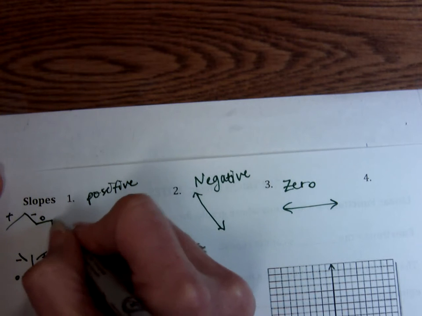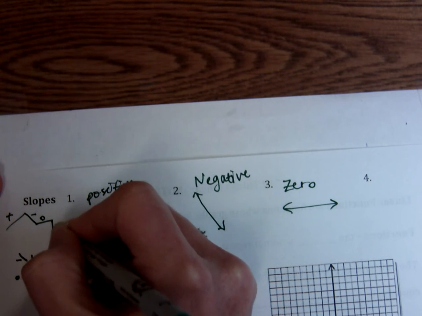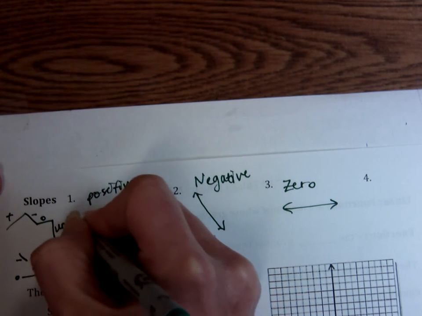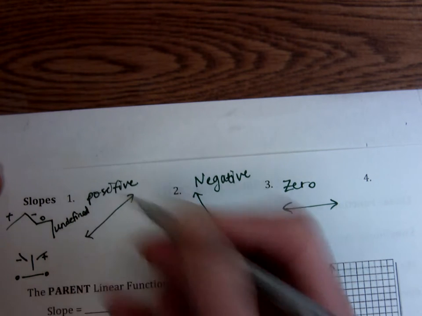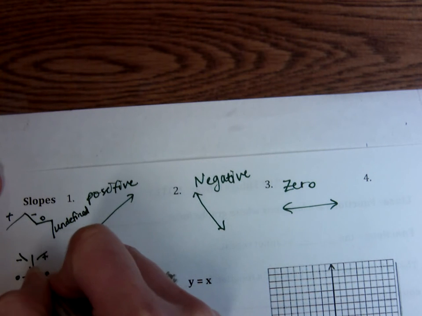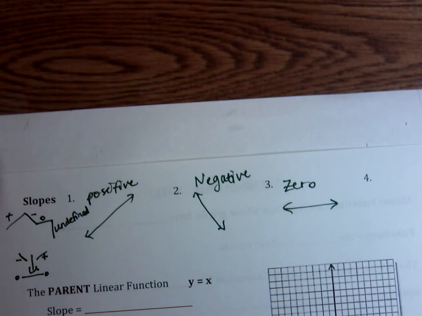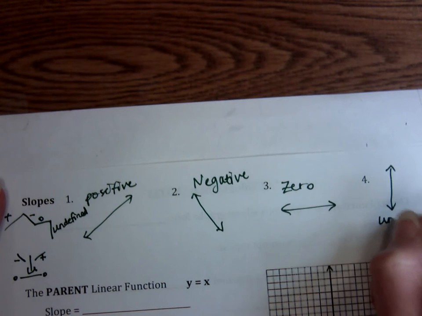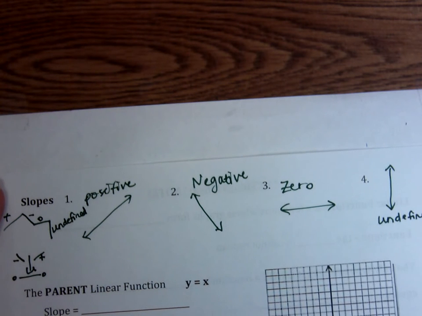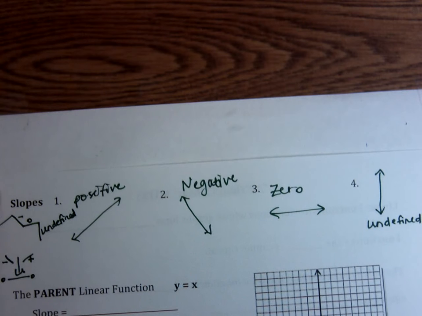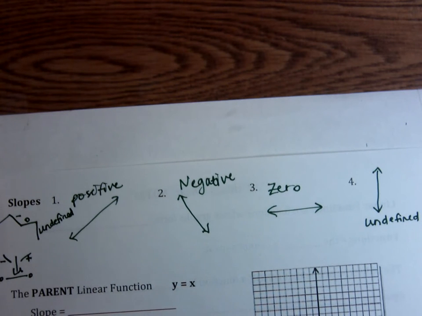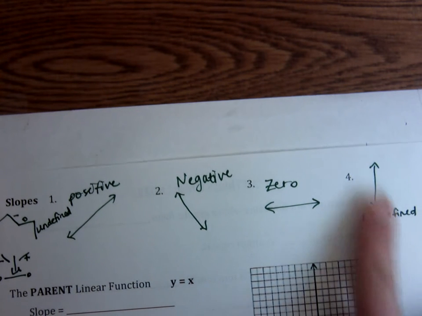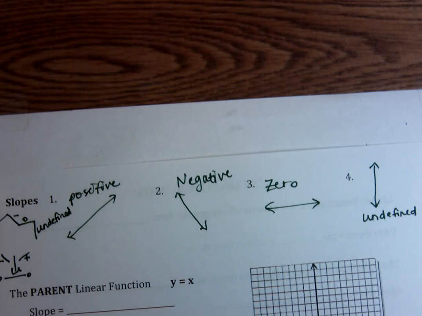And then the last one, if you fall off the cliff, that's not a good thing, and so it is undefined. U for undefined on the slope dude. So straight up and down, this is undefined. Consequently, there's only one of these lines that is not a function. Which one is it? This one is not a function because of the vertical line test.